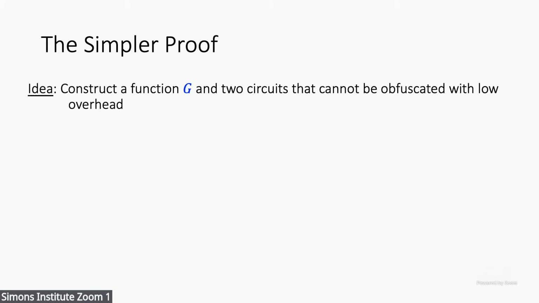What I'm going to show you is how to construct a function G and a family of circuits that we cannot obfuscate with low overhead. So if I lost you so far, you can come back now. This is not going to use meta-complexity at all. It's just going to talk about cryptography. You're just going to construct a circuit. It's going to be technical, but in the end, the circuits are very simple.